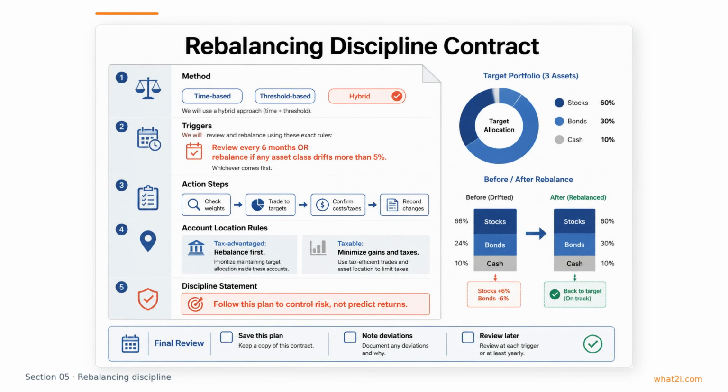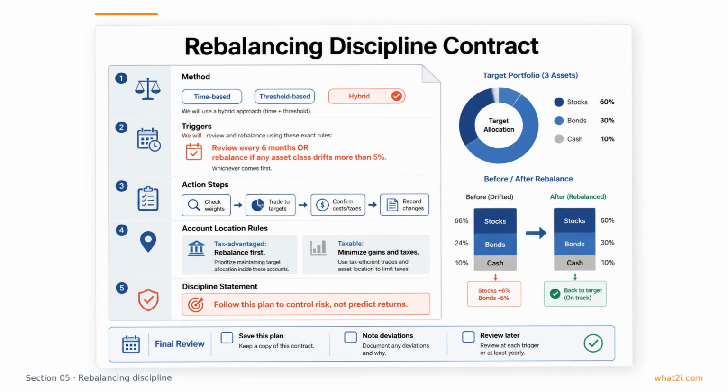A useful final step is to write a short rebalancing discipline contract. It can specify whether the approach is time-based, threshold-based, or hybrid. List the exact triggers and describe the action steps to follow when a trigger occurs. It can also state account location rules, such as rebalancing in tax-advantaged accounts first and using cash flows before selling in taxable accounts. Most importantly, it should include one simple sentence that reinforces the purpose of the plan, such as following it to control risk rather than predict returns. That written commitment turns a general intention into a repeatable habit. In the end, the best rebalancing strategy is the one the investor can apply consistently through both calm and stressful markets.